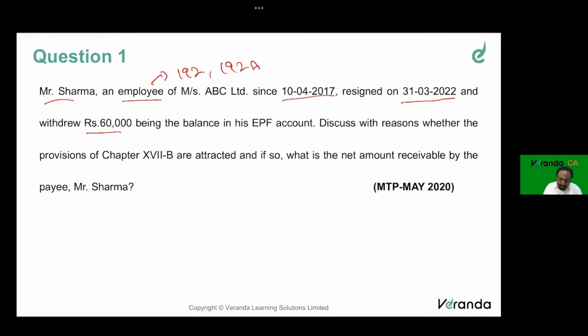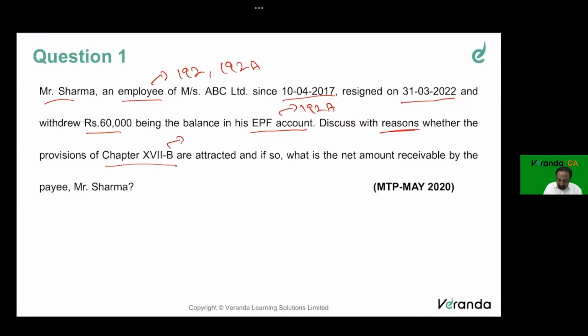And he has withdrawn 60,000 as the balance from the EPF account. So now it is restricted to only one section, that is 192A. We are only going to understand 192A to see whether tax deduction will be applicable or not. They want us to discuss with reasons whether chapter 17B applies.